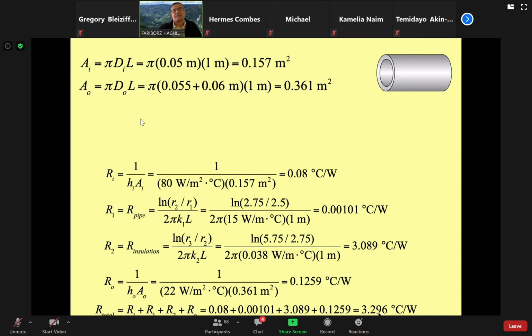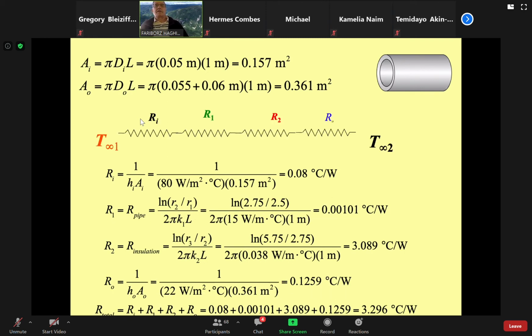For resistance from inside to outside, the unit is degrees over watt, okay? And since we assume per meter, that's here. We assume per meter here and per meter here, okay? Any question, please? If you have any question, let me know.